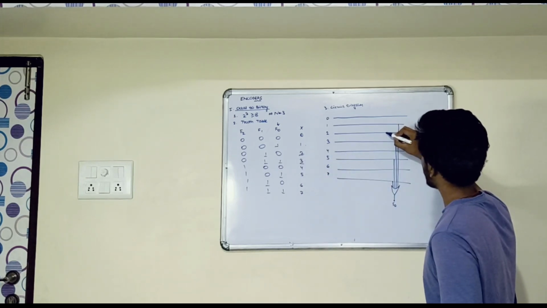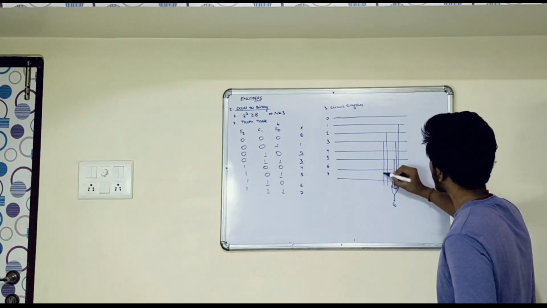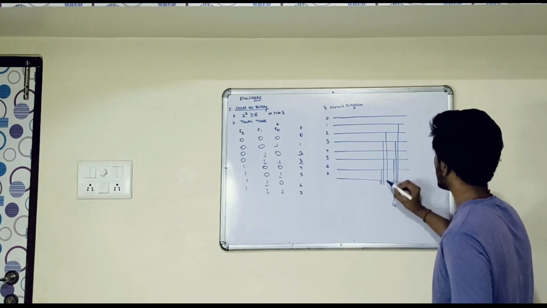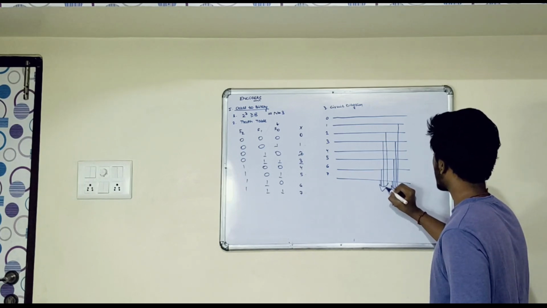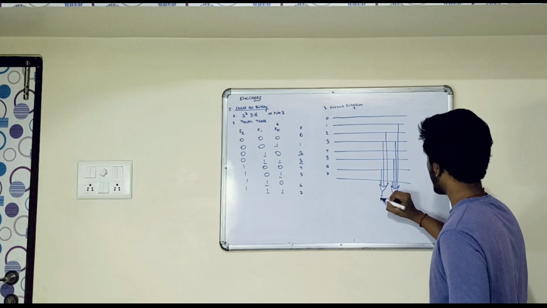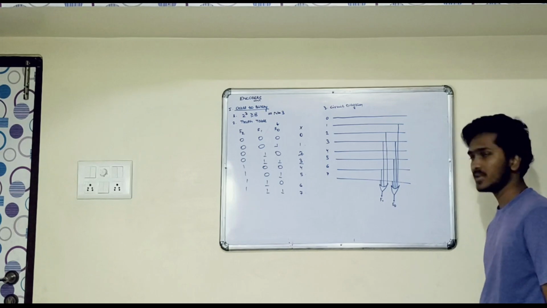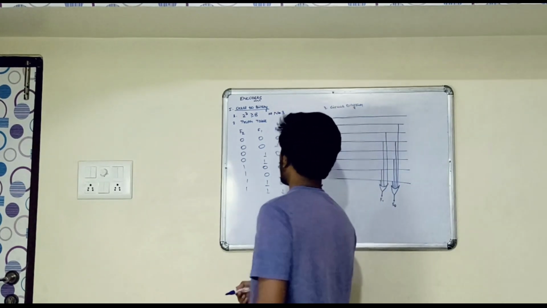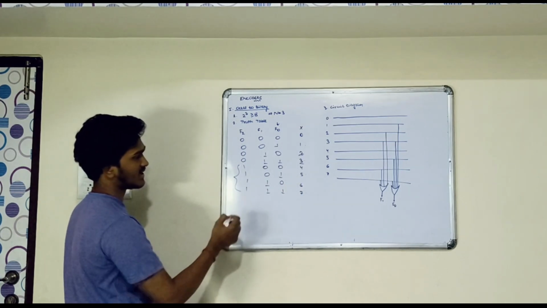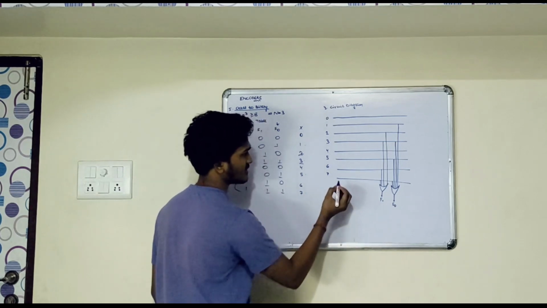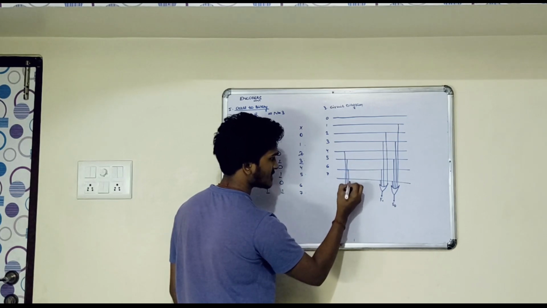Let's join them. 2, 3, 6 and 7. After joining them we have F1. Similarly for F2 we have 4, 5, 6, 7, because we get F2 high in only 4, 5, 6, 7, so we'll join them for F2. 4, 5, 6, 7.